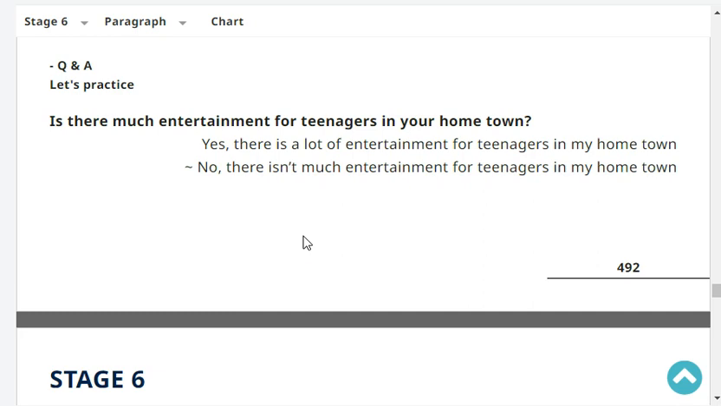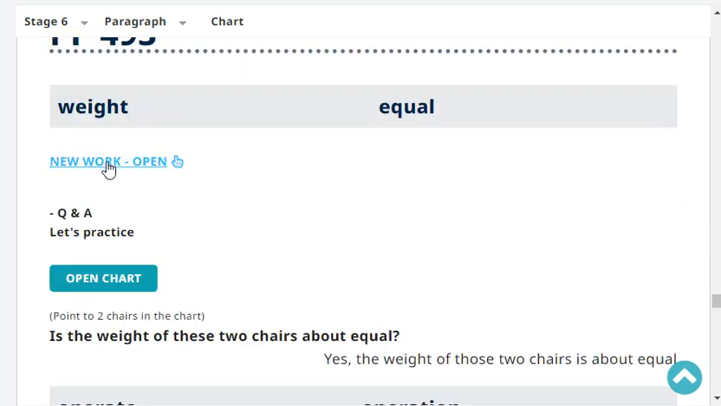Let's practice. Is there much entertainment for teenagers in your hometown? Yes or no? No, there isn't much entertainment for teenagers in my hometown. Very good. Next, repeat.